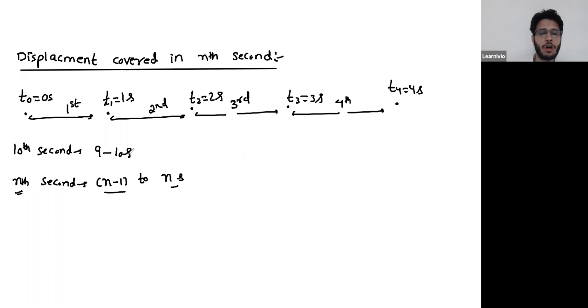One more thing. How much is the time interval in nth second? How much is the time interval for third second? 2 to 3. Time interval is 1 second. What is the time interval for fourth second? 1 second. What is the time interval for nth second? 1 second. Time interval is 1 second always.